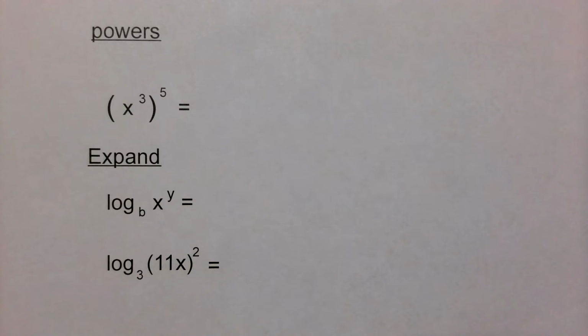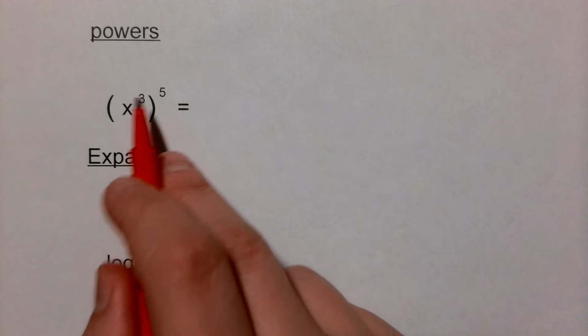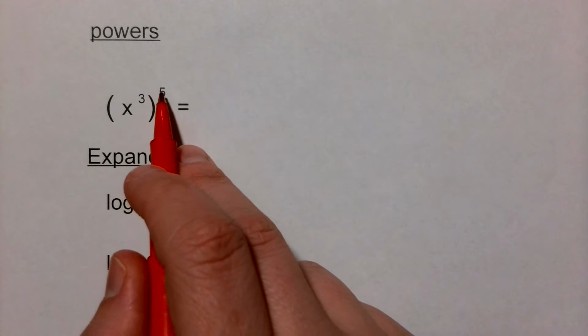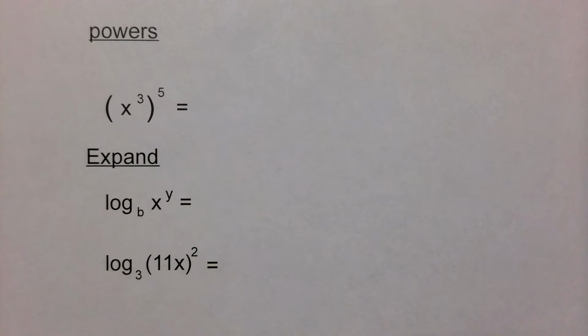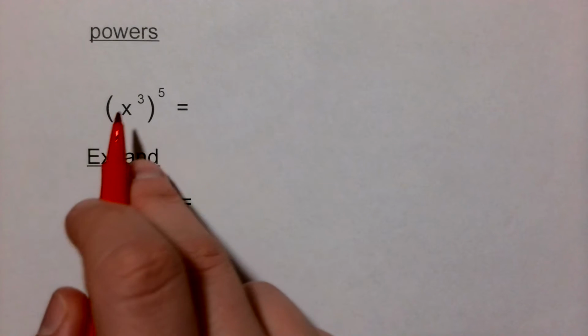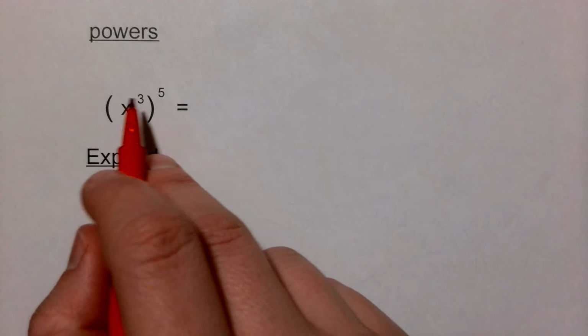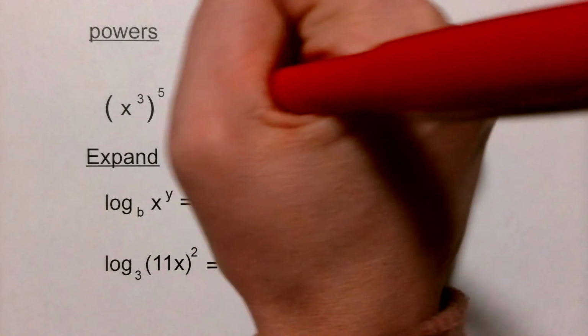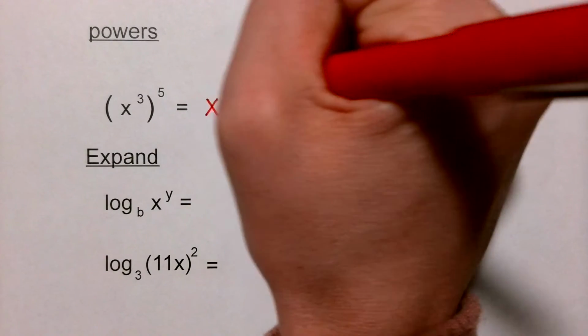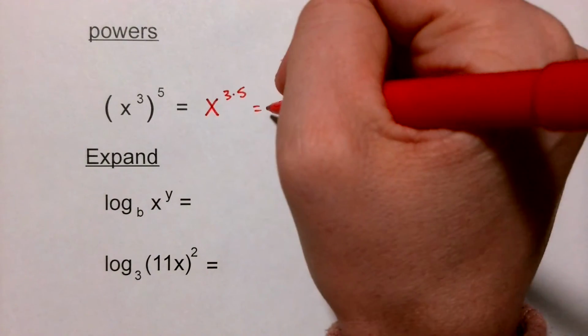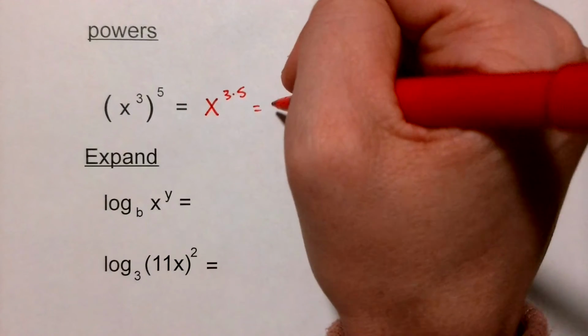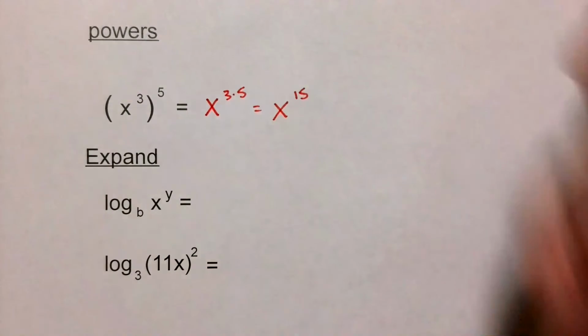Our last property is whenever we have a base raised to a power and then it is also being raised to a power, so a power raised to a power. In that case, it's like we have this x to the third times x to the third times x to the third times x to the third 5 times. So I end up multiplying the powers. So this would really be x to the 3 times 5. And we saw this when we were solving exponential equations the last 2 days. We would end up with x to the 15th.